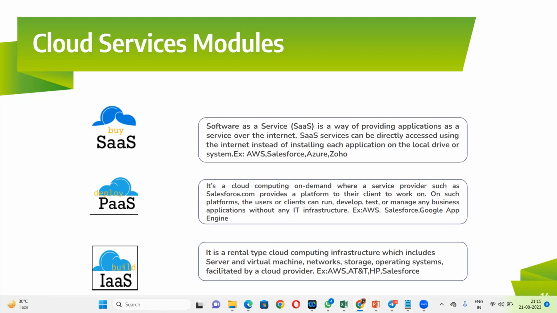They can develop, test, and manage their business according to their IT infrastructure. Likewise, examples are AWS, Salesforce, and Google App Engine. These are good examples for platform as a service. Whereas for infrastructure as a service, the examples are AWS, AT&T, Bell Laboratory, Intel, and HP.